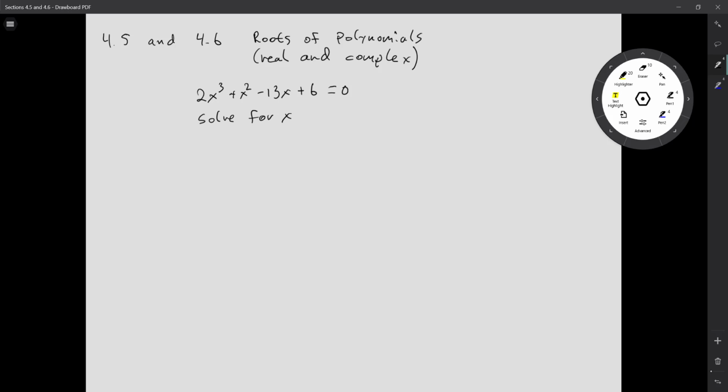Now, really what it's going to boil down to for these sections is we're going to factor them, because when we factor things, we find the roots. You might remember this from our first polynomial section. If f of c equals 0, then x equal to c is a root, or x minus c is a factor.